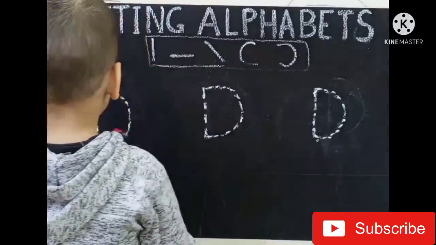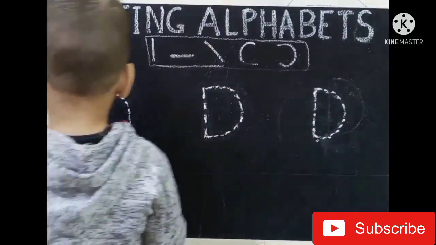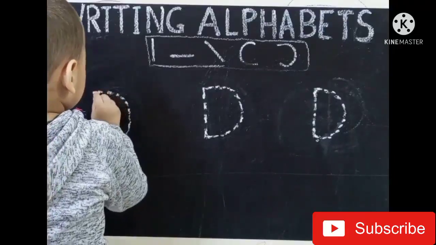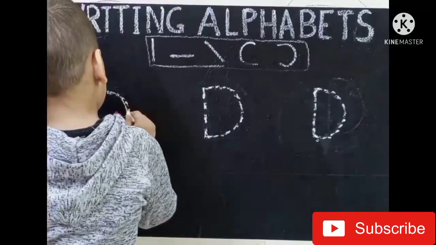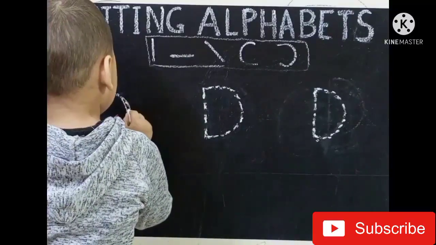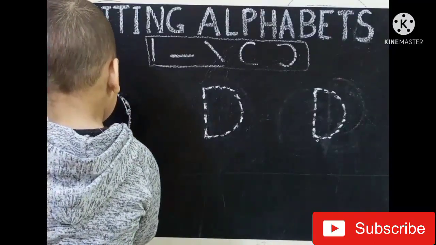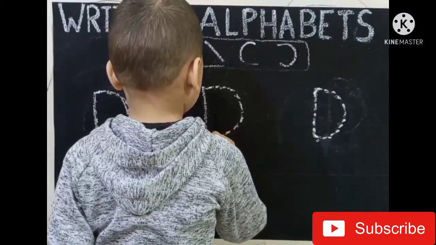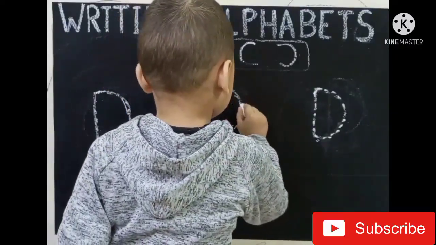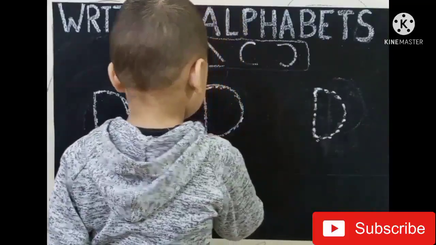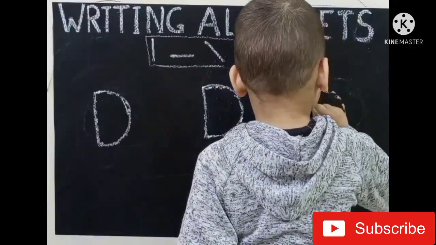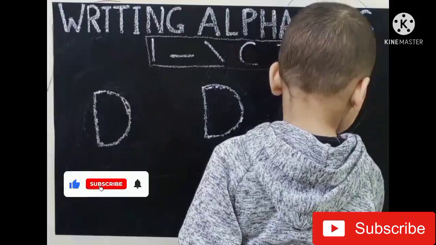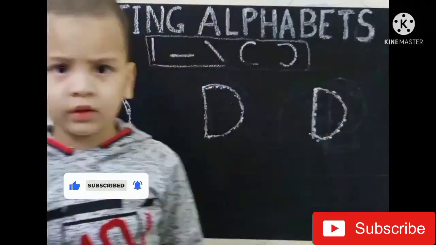To make letter D, you have to draw first standing line, and curve. Standing line with the curve. Standing line with the curve. Standing line and curve. Standing line and curve. This is letter D.